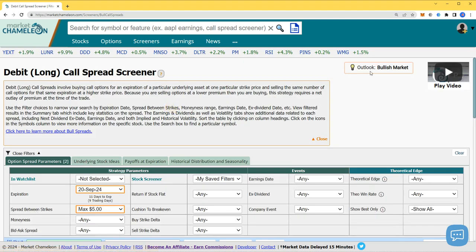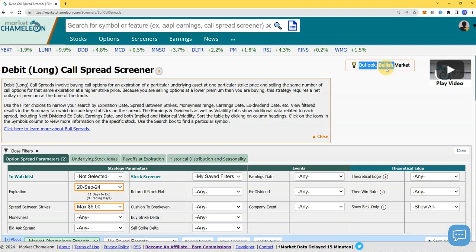For this tutorial we're gonna focus again on bull call spread. Now, very simple. Market Chameleon tells you why would you do a bull call spread, or more exact, when to do it. When the outlook is a bullish market. Today the market is up over 1% on all the indices, a bullish market, so this is a good opportunity to look for trade opportunities, trade ideas for a debit call spread.